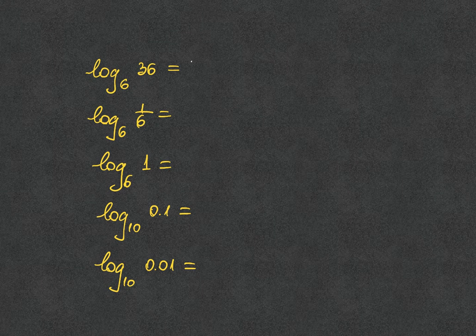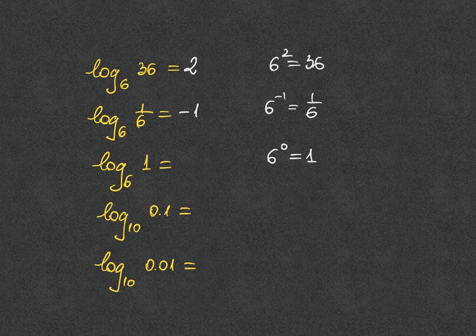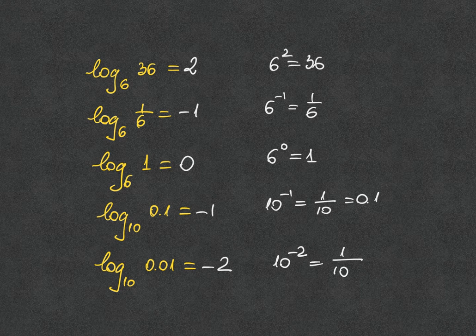Okay, hopefully you got 2. 6 to the power of 2 is 36. Negative 1, because 6 to the power of negative 1 is 1 over 6. 6 to the power of 0 is 1, so the answer here is 0. 10 to the power of minus 1 is, as you know, 1 over 10, so it is 0.1. So the answer here is minus 1, and the answer here is negative 2, because 10 to the power of negative 2 is 1 over 10 squared, so it's 0.01.